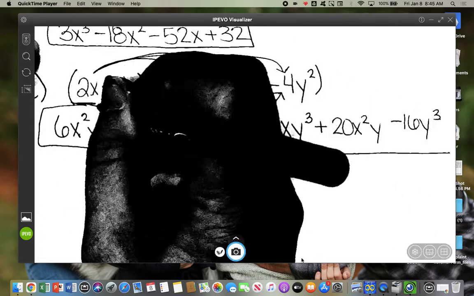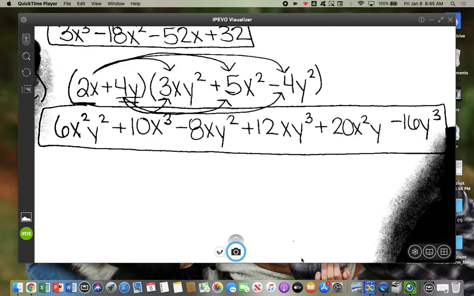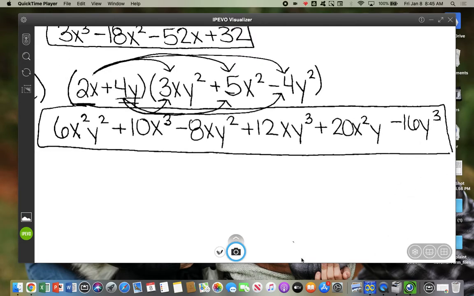Sometimes, even though you think adding a variable makes it harder, you have to pay a little bit more attention when you distribute, but sometimes it's simpler because there's not as much to put together at the end.